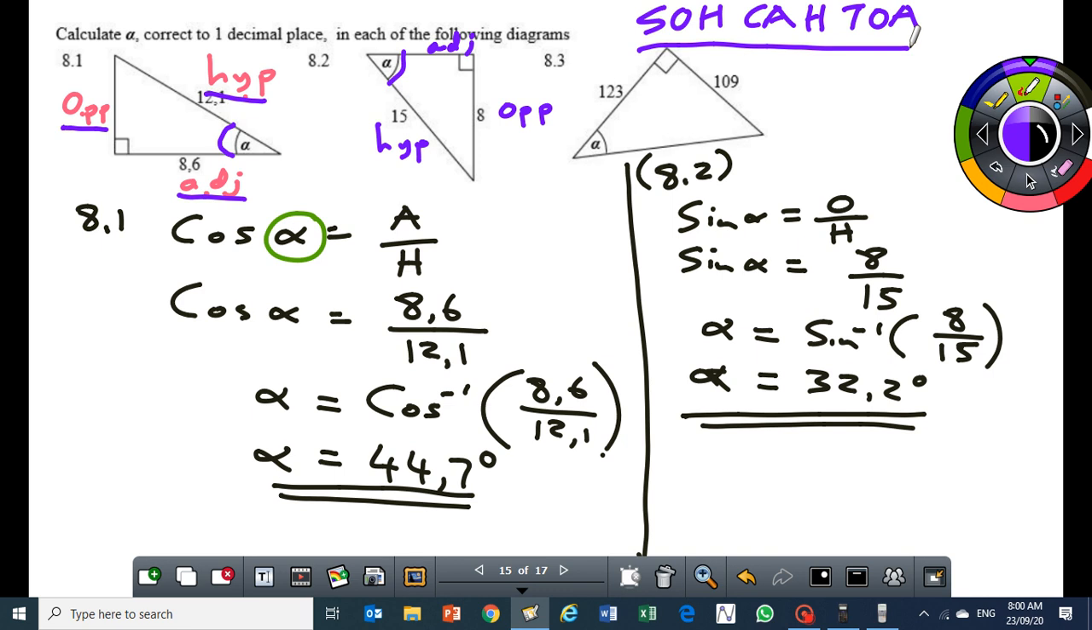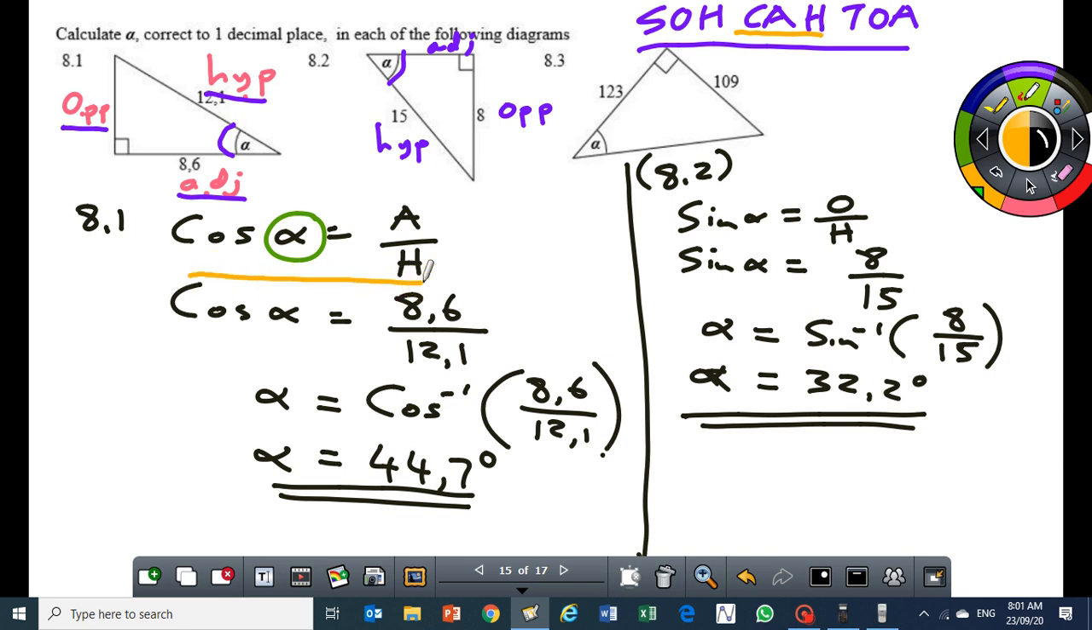the information I've got is the hypotenuse, 12,1, and the adjacent side, 8,6. So I have the hypotenuse and an adjacent side. Among the three trigonometric ratios, the one I can use is cosine, because I have an adjacent side and a hypotenuse. So I can calculate alpha. I wrote the formula here: cos alpha is equal to A over H. A for adjacent, H for hypotenuse.